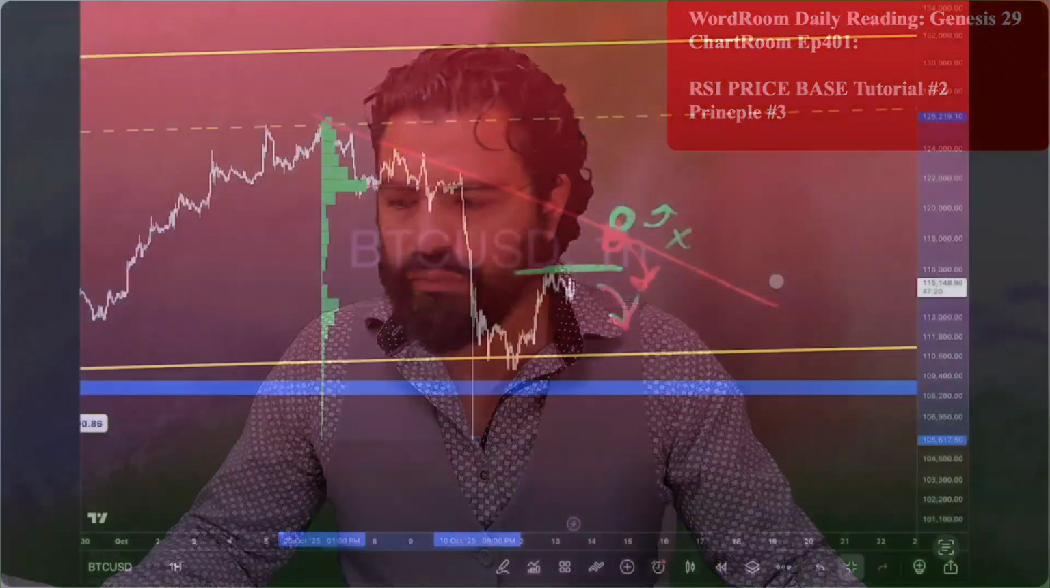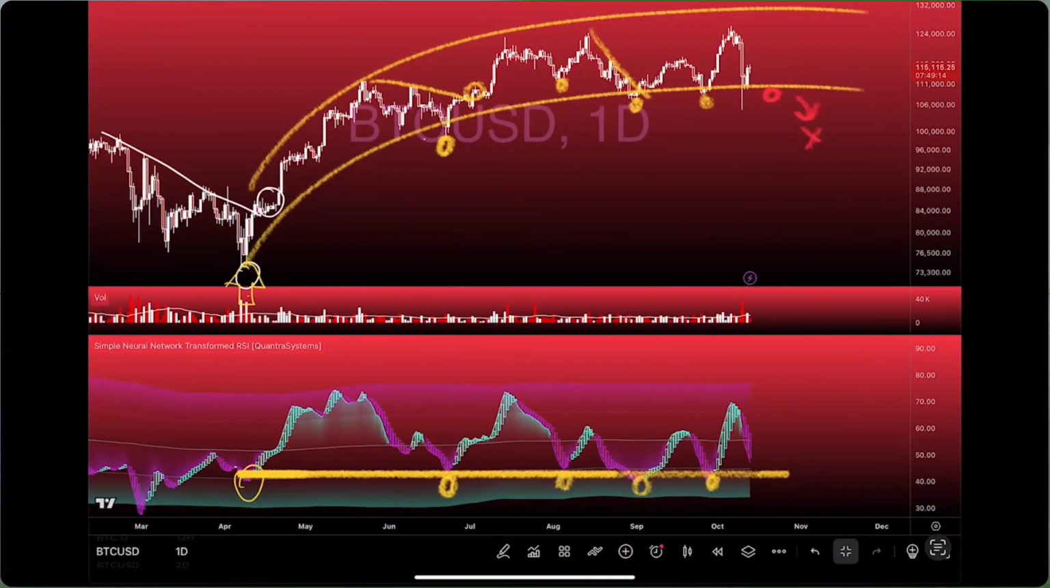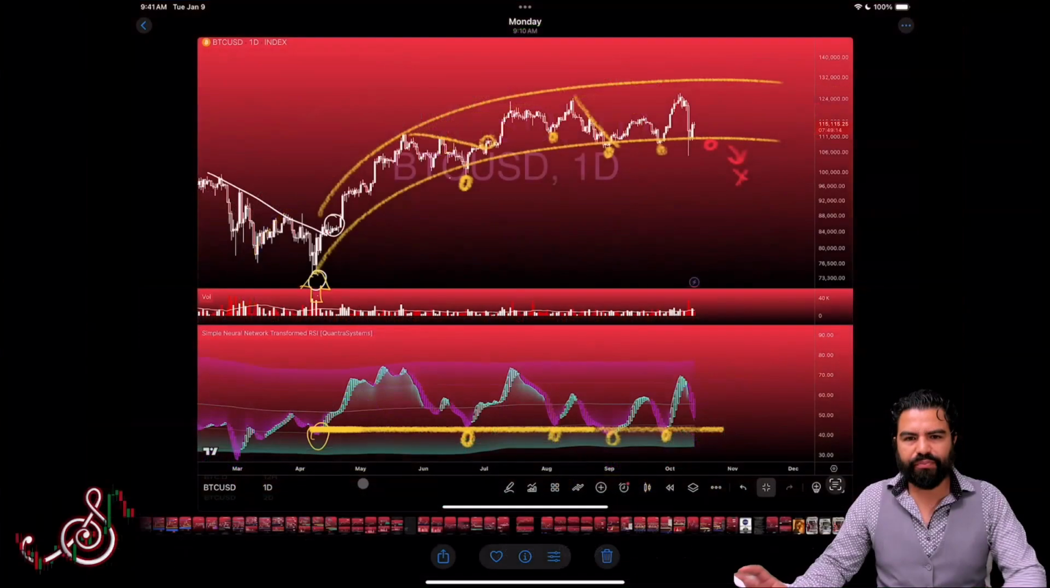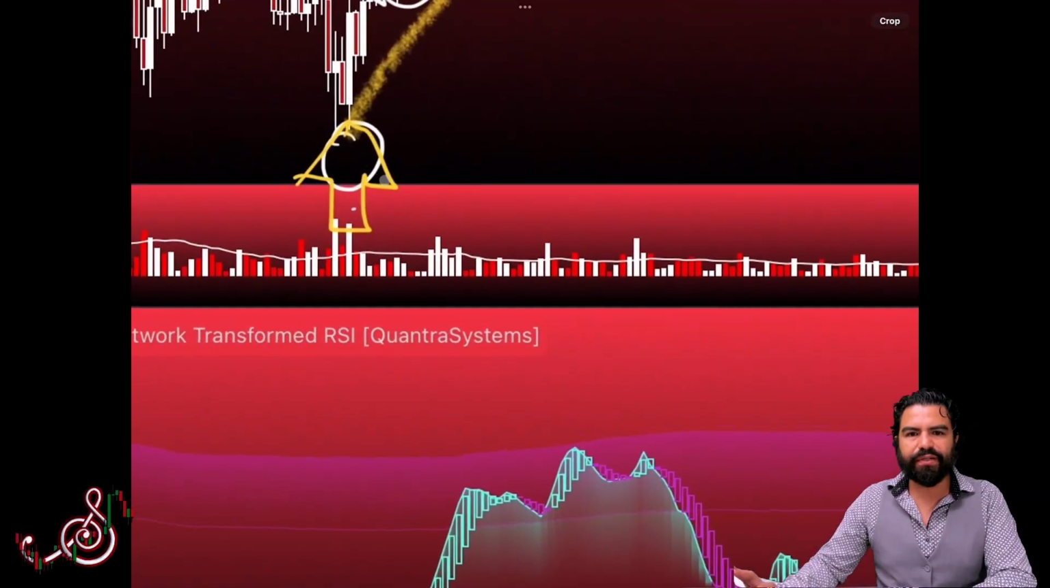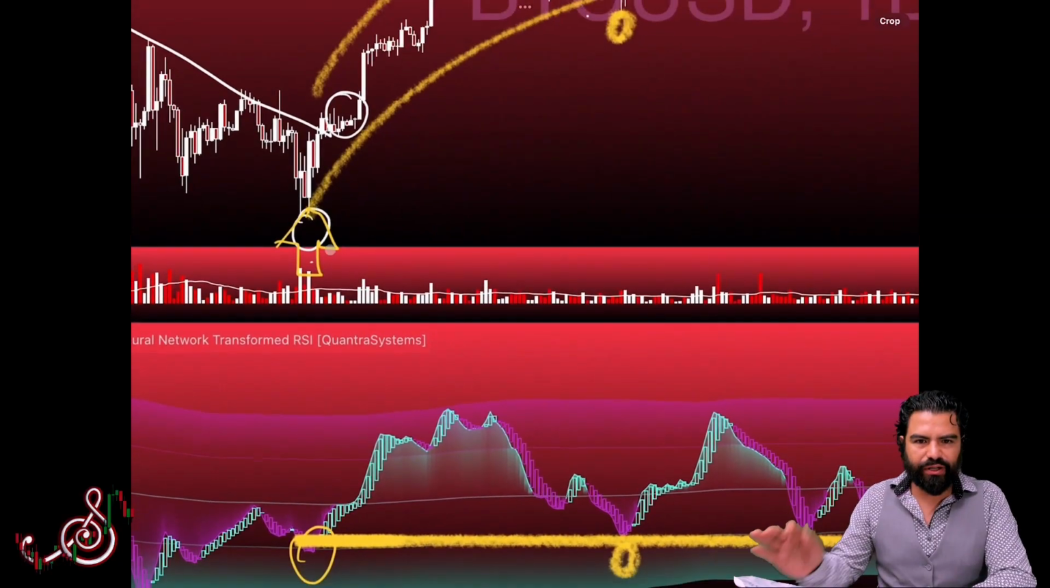About two cryptos, I made a prediction. Here is the Bitcoin chart on a daily chart. On the daily chart, we have a price base here, so we use that as our origin. We usually put a little yellow arrow, but here I'm just drawing by hand.